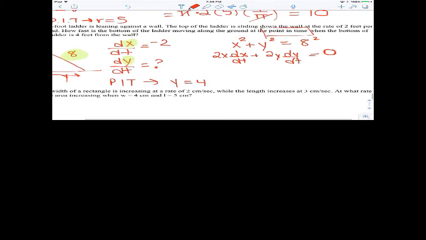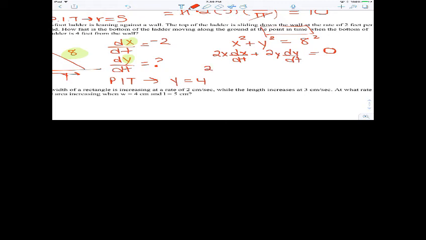Now, let's see what we know. We know 2. We don't know x right now, but we do know dx/dt. We know 2. We know y. We don't know dy/dt. That's what we want. So that's my unknown. So I'm going to leave that. Which means to actually solve this problem, I need to figure out what x is, right? And that's where this point in time information becomes handy again. Because we know at that point in time that this was 4 and this was 8, and I don't know that side, right? So we can solve for that.